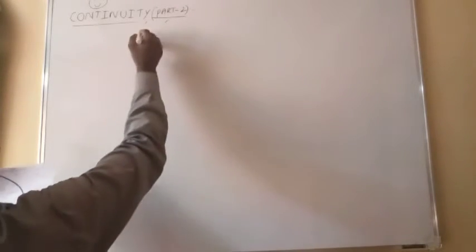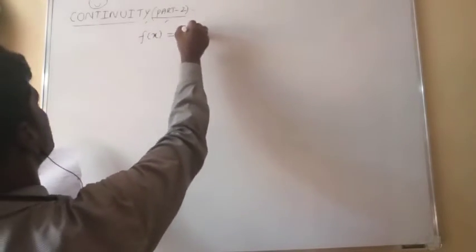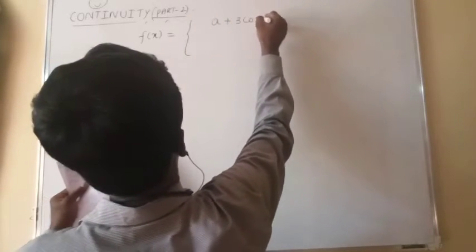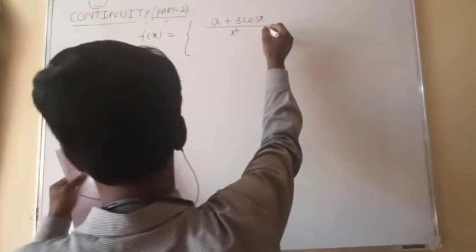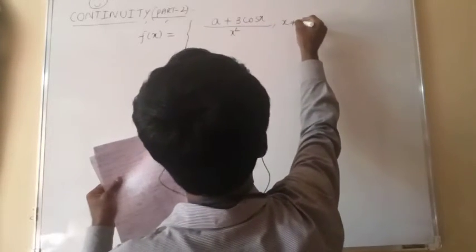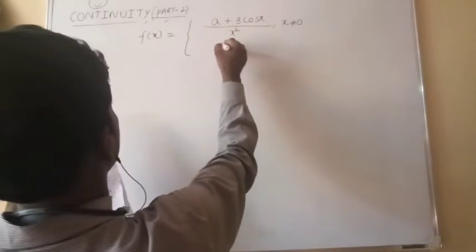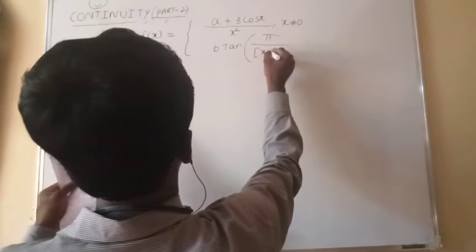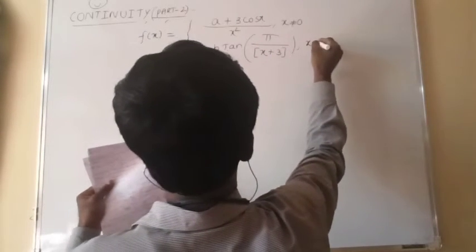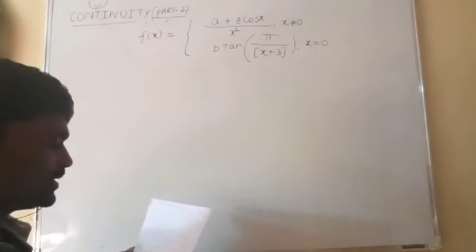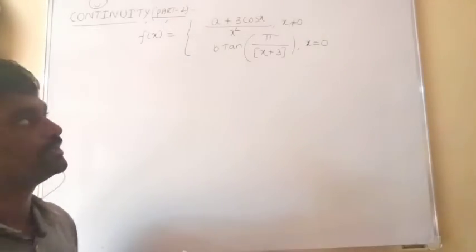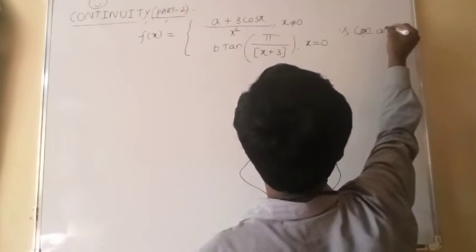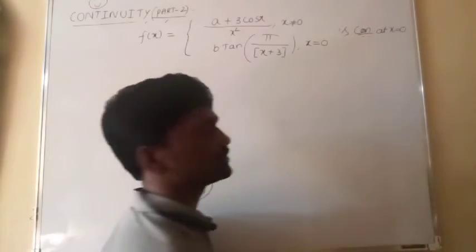So it looks very difficult, but it is such an easy problem. f(x) is equal to (a + 3 cos x) divided by x square for x not equal to 0, and b into tan(pi divided by step of (x + 3)) for x equal to 0. If it is continuous at 0, then we have to find the values of a and b. It is given that it is continuous at 0, we have to find a and b.